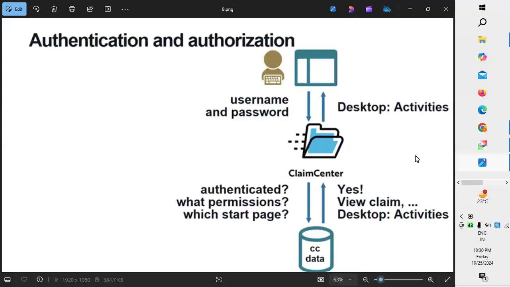This is important because authentications and authorizations are also important from the Claim Center point of view. I'm going to discuss them with you in tomorrow's session.